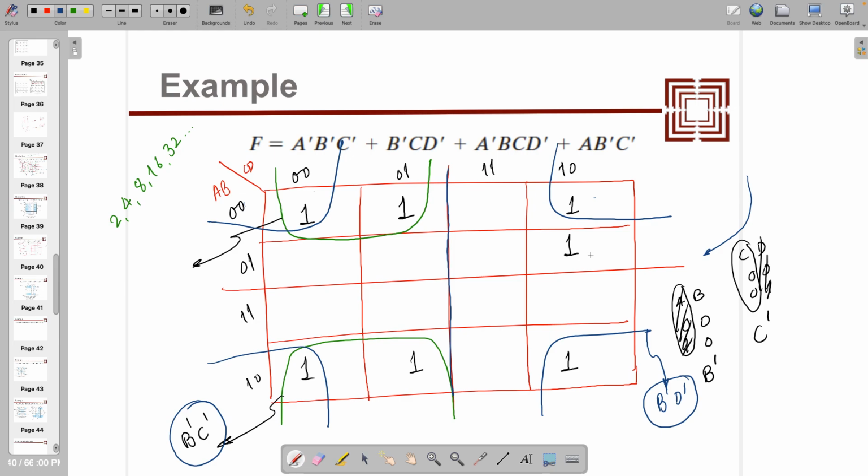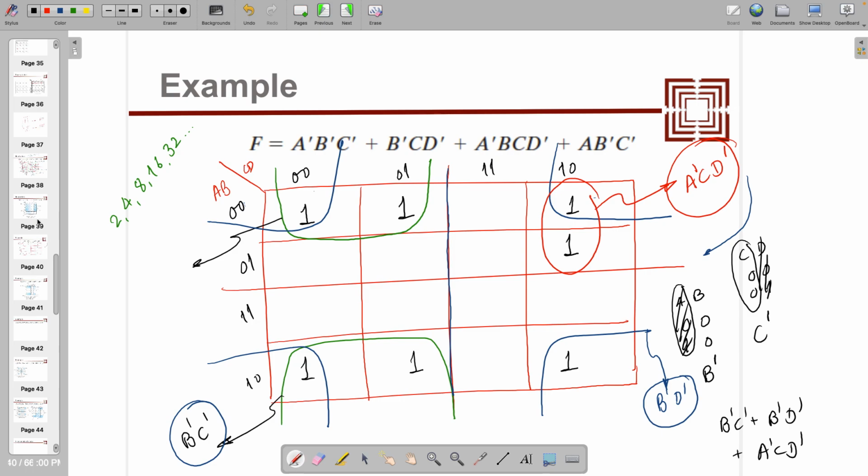Can you make the combination for this one? For 4, it's not possible, so we can only make with 2. So what will this entry be? So here A prime horizontally, vertically B is actually changing, but this entry does not change, so C, D prime. So the answer will be the addition of all three, so that will give you B prime C prime plus B prime D prime plus A prime C D prime. That will be the answer, right?